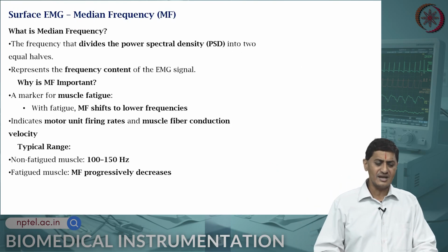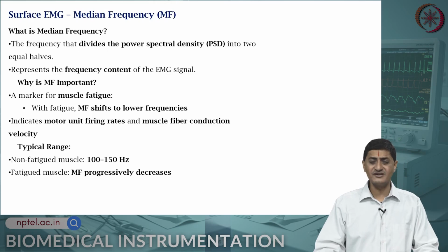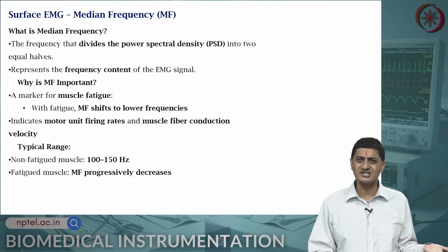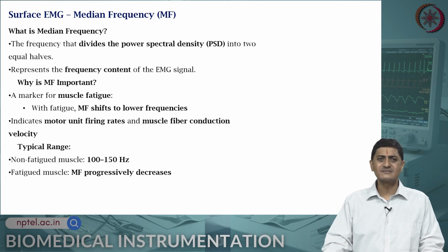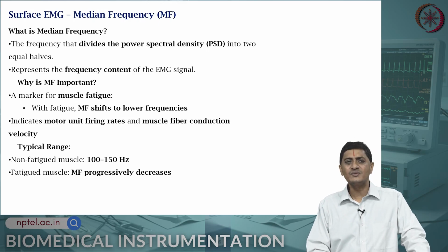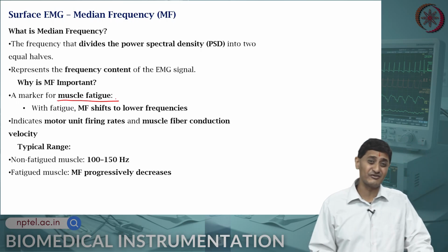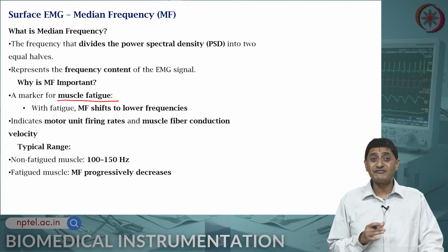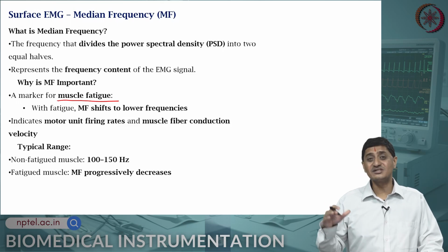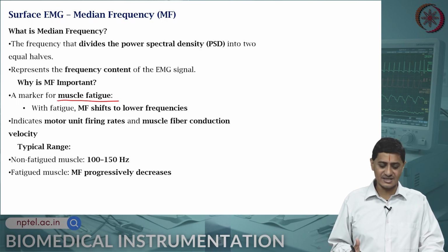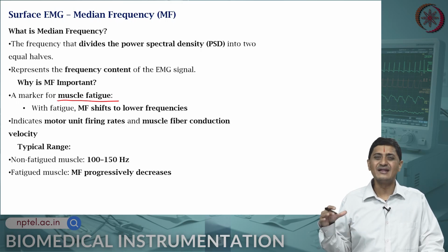The other is the median frequency. This is the frequency that divides the power spectral density into exactly two halves. Median means the statistical median, into two halves. This essentially represents the frequency content of the EMG signal. Why is median frequency so important? Because median frequency is a critical biomarker for muscle fatigue. As fatigue increases, median frequency shifts to lower frequencies. This indicates that motor unit firing rate and fiber conduction reduces.